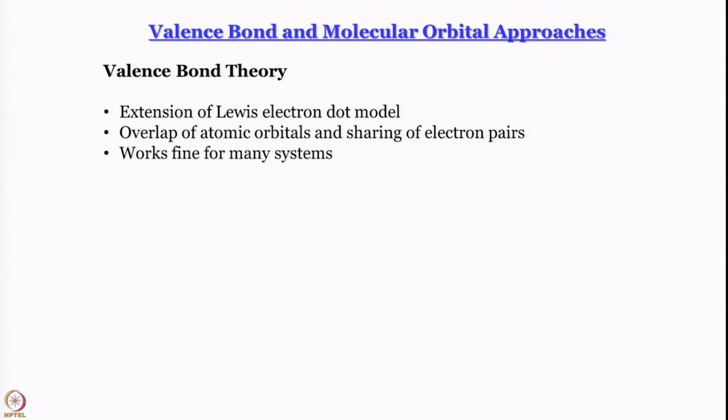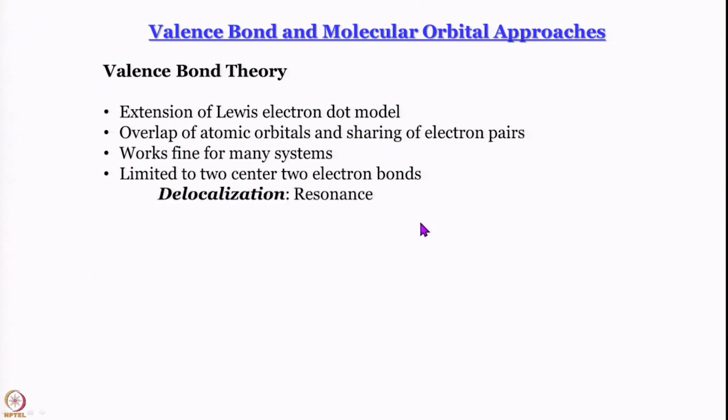Actually, it works fine for many systems, and the beauty of it is its simplicity. The problem of it is also its simplicity, because it is limited to 2-center 2-electron bonds. As long as you limit yourself to the ground state of 2-center 2-electron bonds, it works beautifully. The problem is, the moment you go beyond 2 centers, or you have 1 electron or 3 electrons or more electrons, then it does not work. When you have more than 2 centers, you need to account for delocalization, which is actually not provided for in valence bond theory. So, you have to invoke this afterthought that is called resonance.